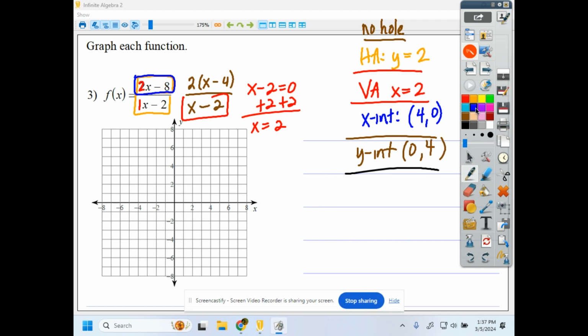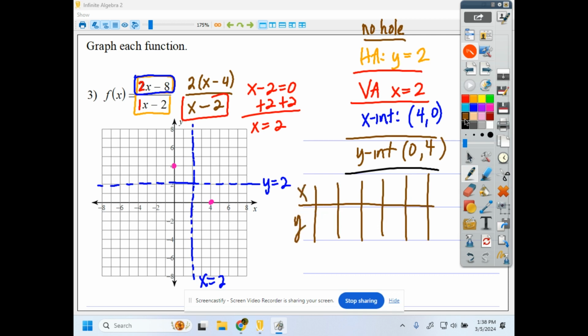What next we need to do is we try to graph them. y equals 2. x equals 2. Those are your asymptotes. This is your x equals 2, y equals 2. You plot the points, so this is for the x-intercept, and y-intercept 0, 4. You don't have a hole, so this time we have to draw a table.